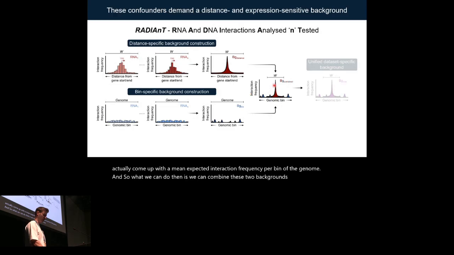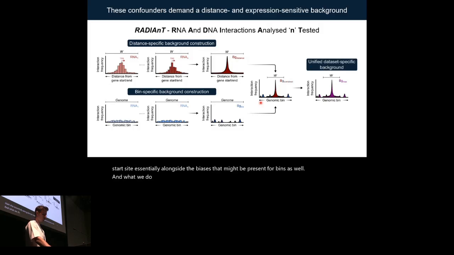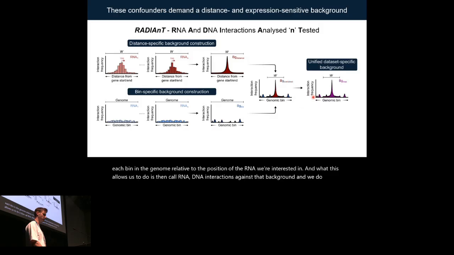So if we have our RNA that we're interested in, we can have the background based on its transcription start site, essentially, alongside the biases that might be present for bins as well. And what we do then in quite a stringent way is we take the maximum background value at each bin in the genome relative to the position of the RNA we're interested in. And what this allows us to do is then call RNA-DNA interactions against that background. And we do that using a Poisson test by taking the observed counts that we see for the interaction versus the expected counts that we can derive from that background.